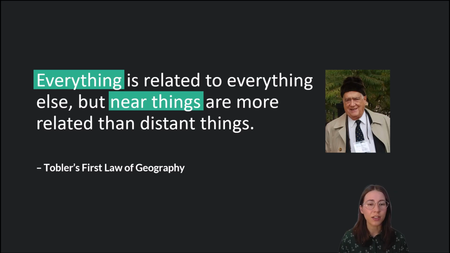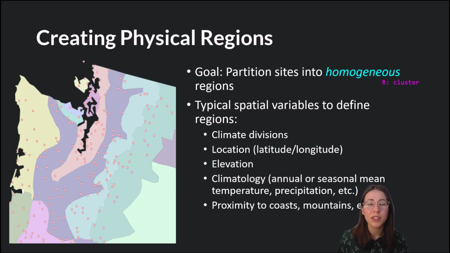This is the so-called first law of geography by Waldo Tobler, which says everything is related to everything else, but near things are more related than distant things. This might seem intuitive, but is actually very foundational to concepts of spatial dependence and interpolation. This step in regional frequency analysis is to create physical regions. The goal is to partition sites into homogeneous regions.